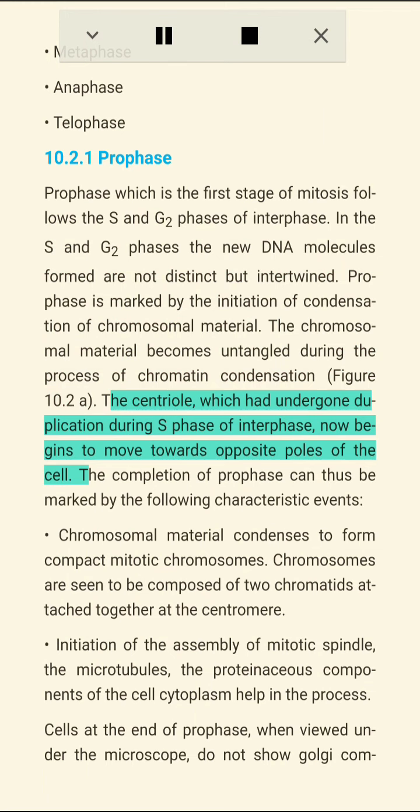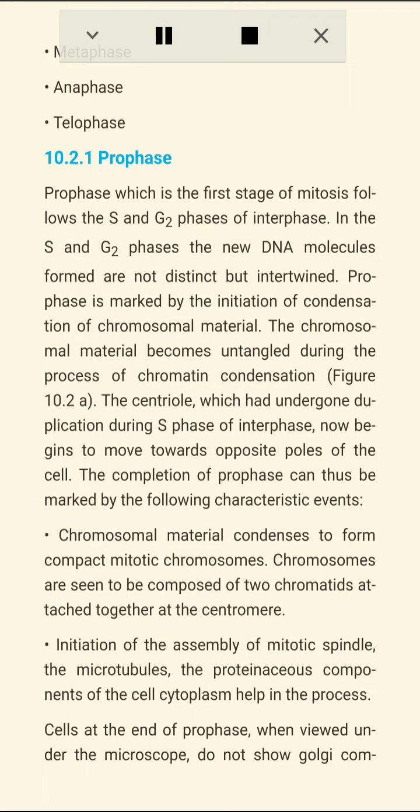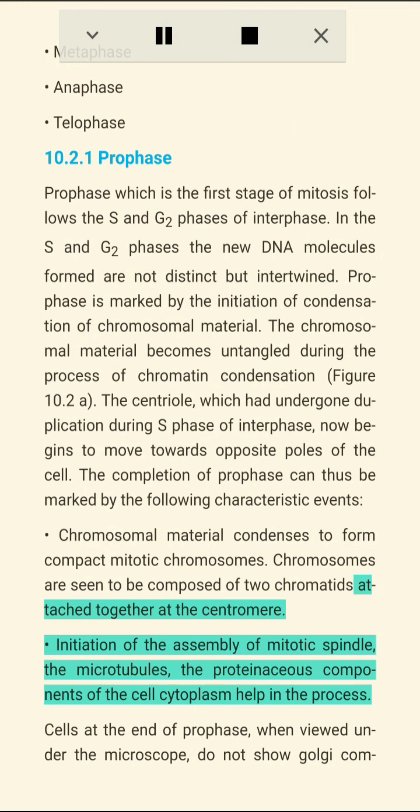The centriole, which had undergone duplication during S phase of interphase, now begins to move towards opposite poles of the cell. The completion of prophase can thus be marked by the following characteristic events: chromosomal material condenses to form compact mitotic chromosomes. Chromosomes are seen to be composed of 2 chromatids attached together at the centromere.